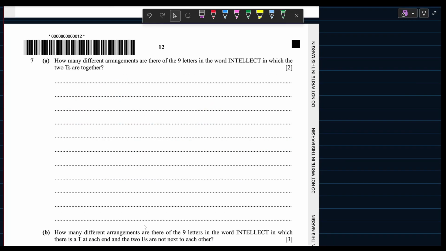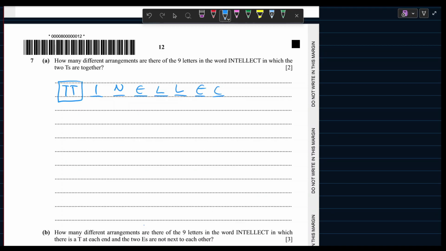Number 7, part A. How many different arrangements are there of the 9 letters in the word intellect in which the 2 T's are together? Okay, so we want to put our 2 T's together, and then we've got 7 remaining letters, 1, 2, 3, 4, 5, 6, 7. So that's I, N, E, L, L, E, C.